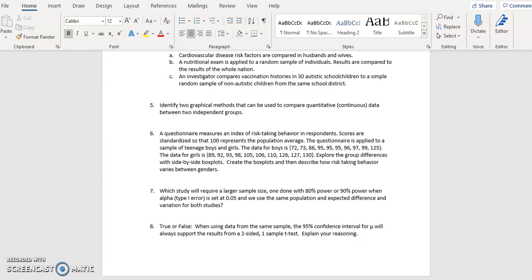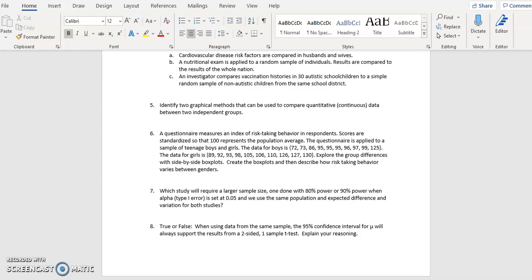But also, people often miss this very last part. Not only do you create the box plots, but you describe how the risk-taking behavior varies between genders. So you need at least one sentence description about the box plots.